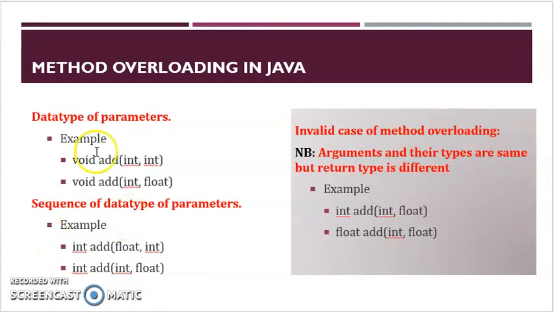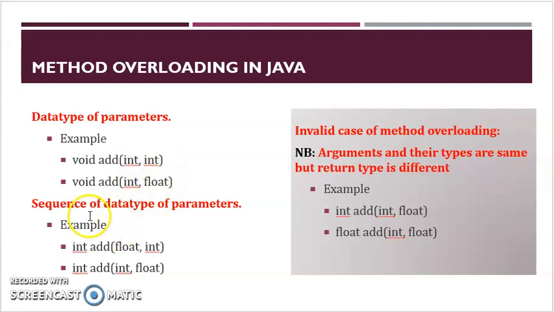Another case is that the data types of the parameters differ. For example, here this side and this side both are taking two input arguments, but in the first case both arguments are of type integer, and in the second case the first argument is of type int and the second argument is of type float. So they differ because the types of the input arguments are different.